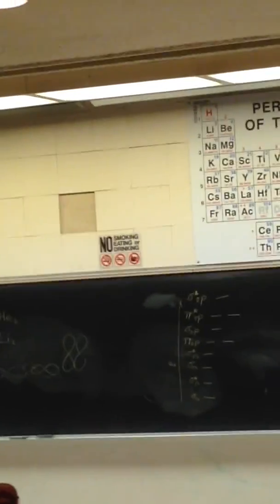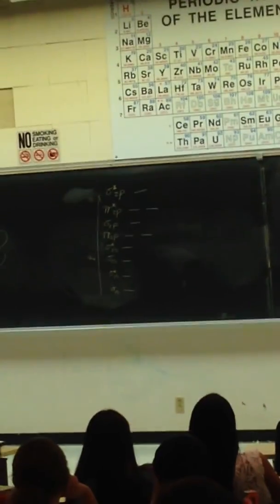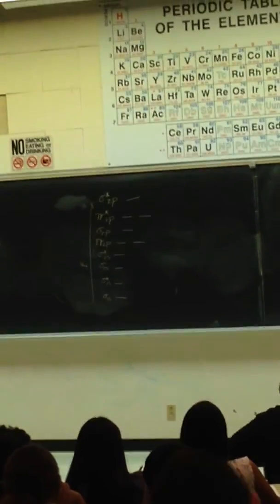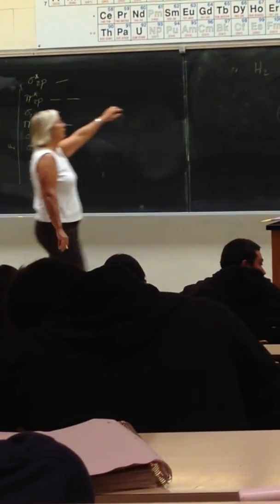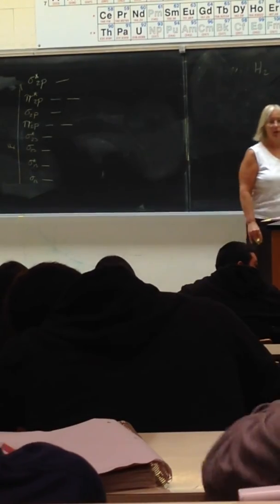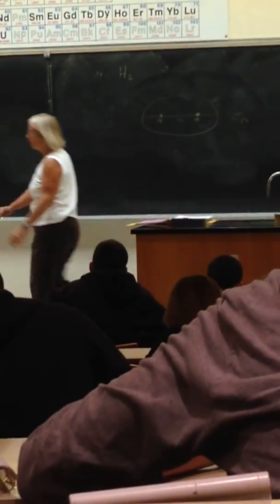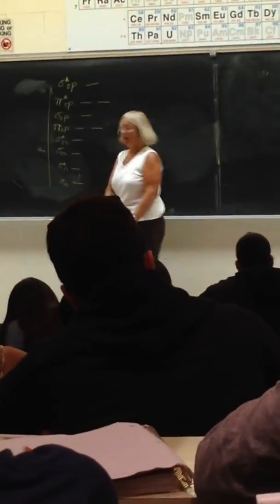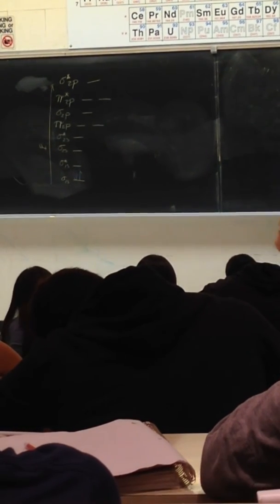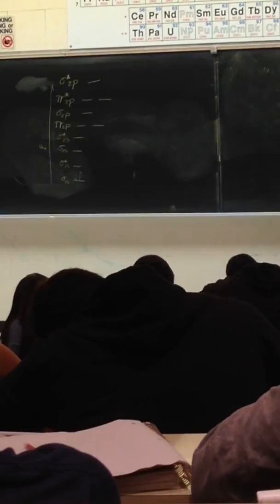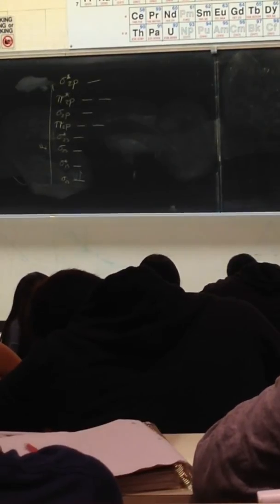So this is a molecular orbital energy diagram for a homonuclear diatomic molecule. So let's use it. Let's drive the car. How many electrons does H2 have total? Two. Where do they go? Right here. What is the molecular orbital electron configuration for this? Sigma-1s2.